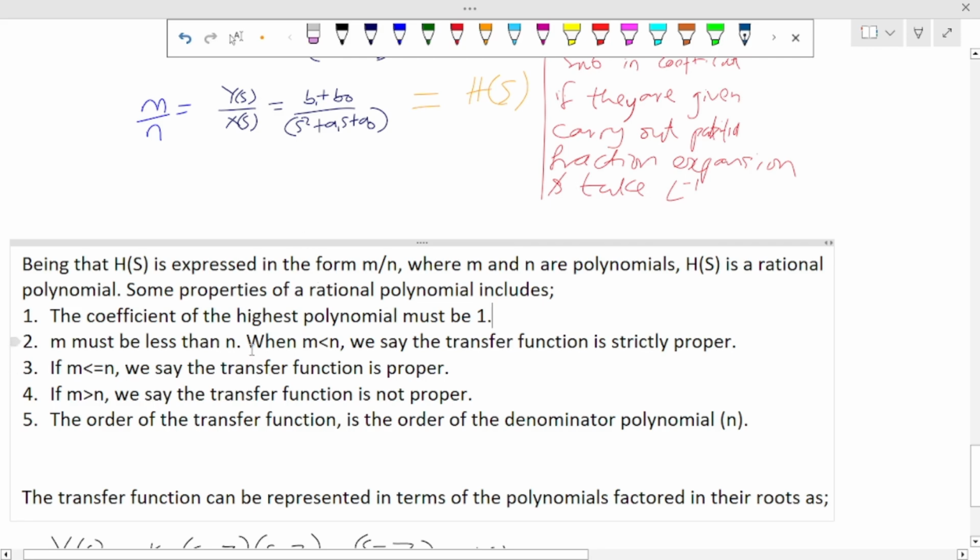When M is less than N, we say the transfer function is strictly proper. But if M is less than or equal to N, that means their powers can be the same. If we have s raised to the power of 2 on top here, their powers are equal. So if M is less than or equal to N, we say the transfer function is proper. It's proper because it's less than or equal to. But if it's just less than, it is strictly proper. But if M is greater than N, that's not proper. We say the transfer function is not proper.